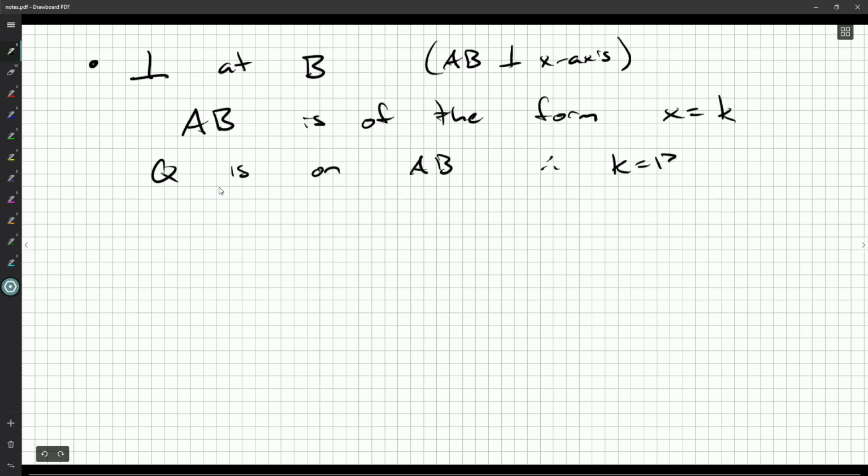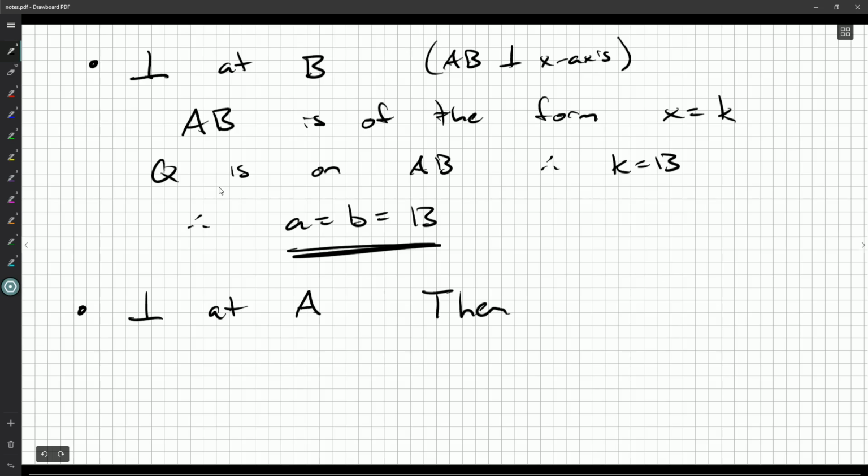Therefore, k is equal to 13. Therefore, a is equal to b is equal to 13. So that's one option. What about our other case? The perpendicular line, or the perpendicular angle, the right angle is at A. Okay. Then what do we have?